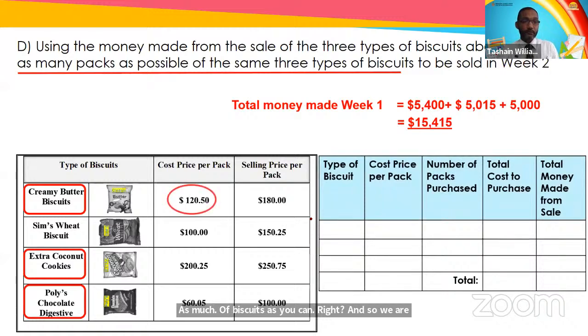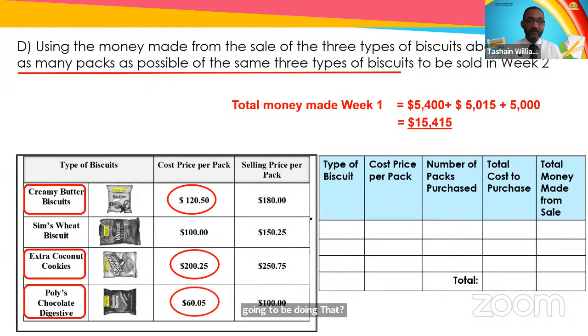Now, in this case, we have to know which biscuits we are going to be buying. And guess what? Buying about the same biscuits, the butter biscuit, the extra coconut, and Polly's biscuit. How could we leave out Polly biscuit when almost everybody likes Polly biscuit? All right. But in this case, we're not looking at the selling price because to get the biscuits, it's going to cost us. And if it is going to cost us, we have to know the cost price. All right. So let's go.